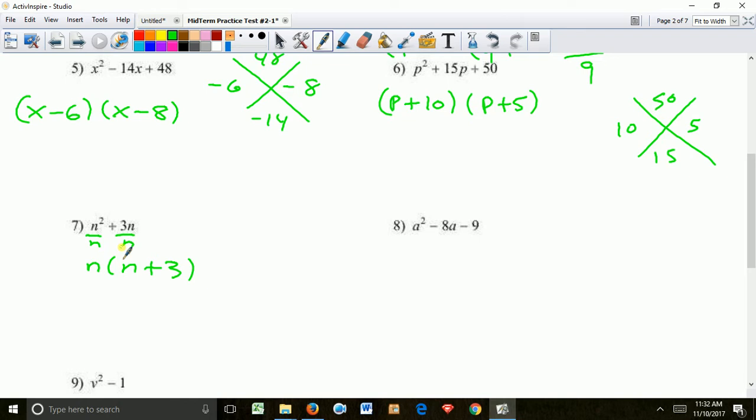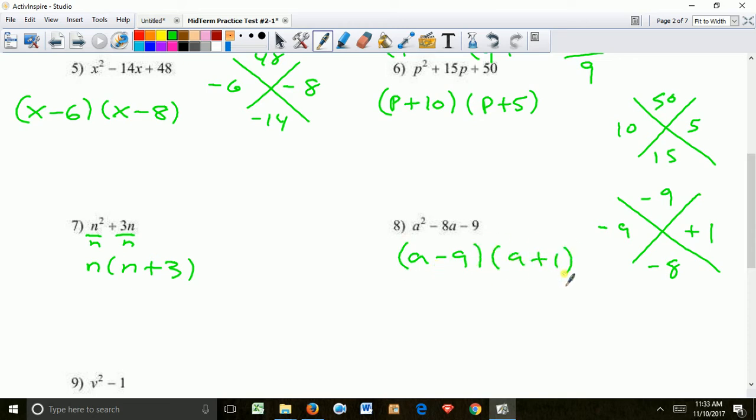Great. We want to find factors of negative 9, whose sum is negative 8. In this case, we're going to get negative 9 and positive 1, right? Negative 9 times 1 is negative 9. Negative 9 plus 1 is negative 8. So this will factor into a minus 9 times a plus 1.